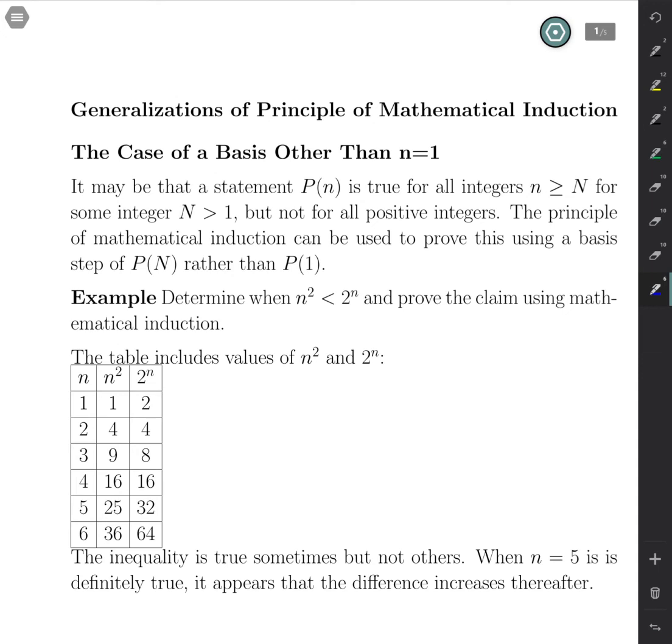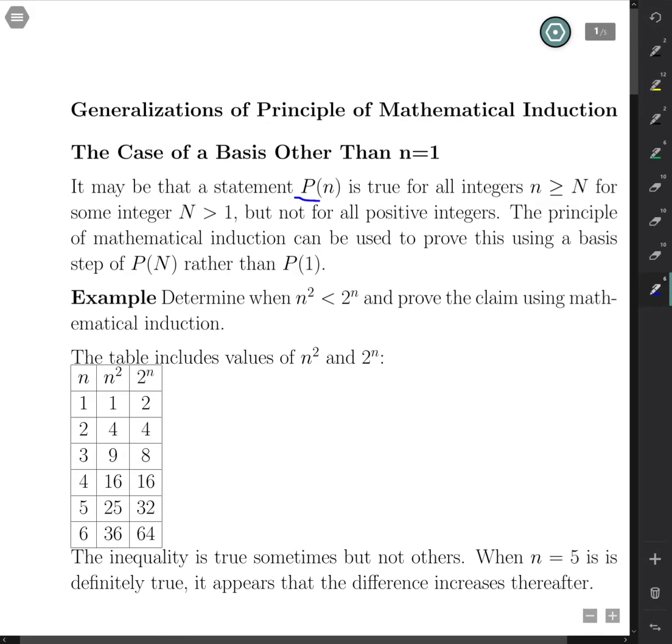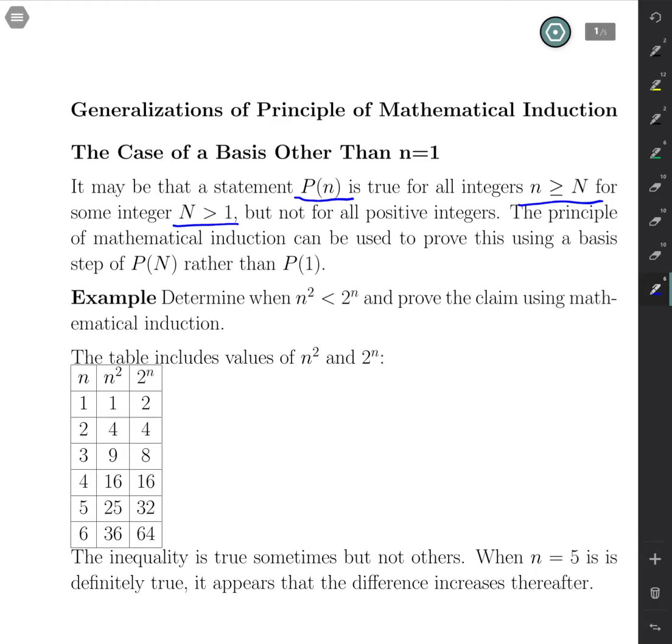We're going to consider a couple of generalizations of mathematical induction. The first being the case where the basis is something other than 1. In that case, we might have a statement P of n that is true for all integers greater than or equal to some capital N, but capital N is strictly greater than 1. It may not be true for all positive integers, but it is as long as n is as big as capital N and thereafter.